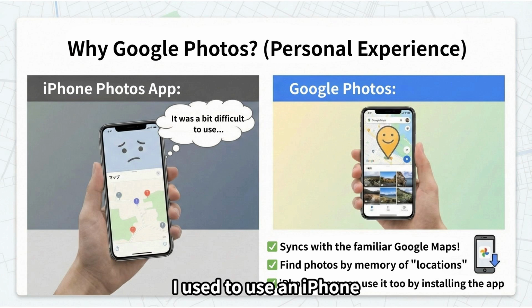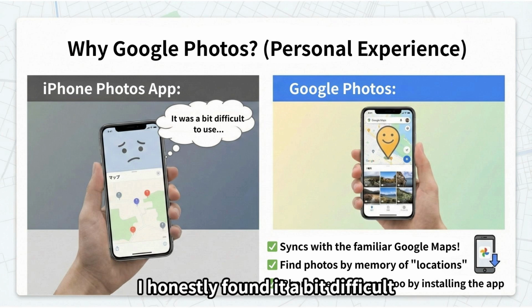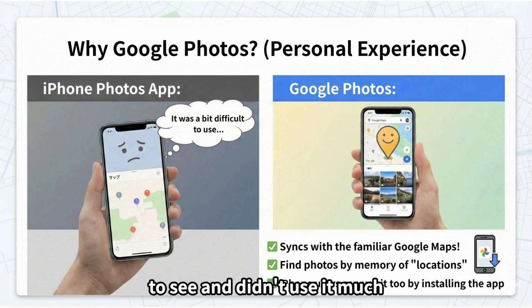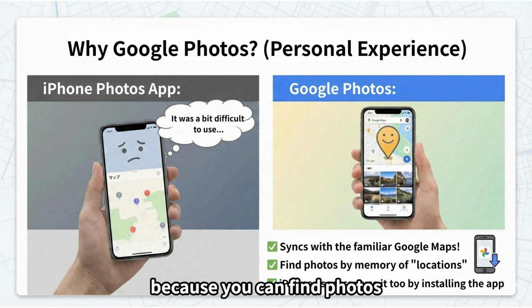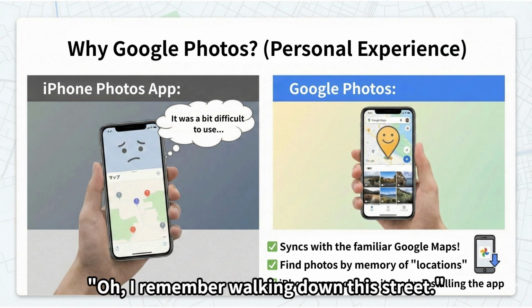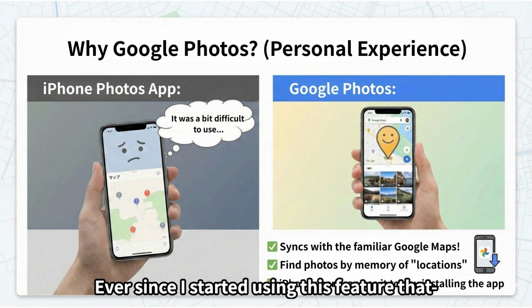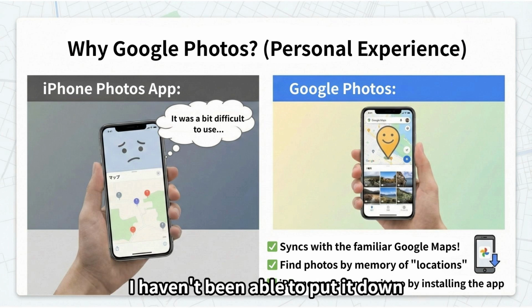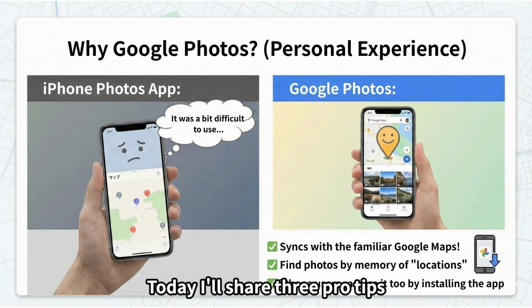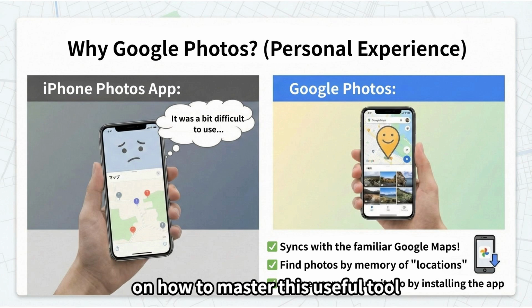I used to use an iPhone. While the iPhone Photos app also has a map feature, I honestly found it a bit difficult to see and didn't use it much. But with Google Photos, your photos are displayed directly on Google Maps, a tool you're already familiar with. It's incredibly convenient because you can find photos based on your memory of a specific route, like, oh, I remember walking down this street. Ever since I started using this feature that integrates Google Photos with Google Maps, I haven't been able to put it down. Today, I'll share 3 pro tips on how to master this useful tool.